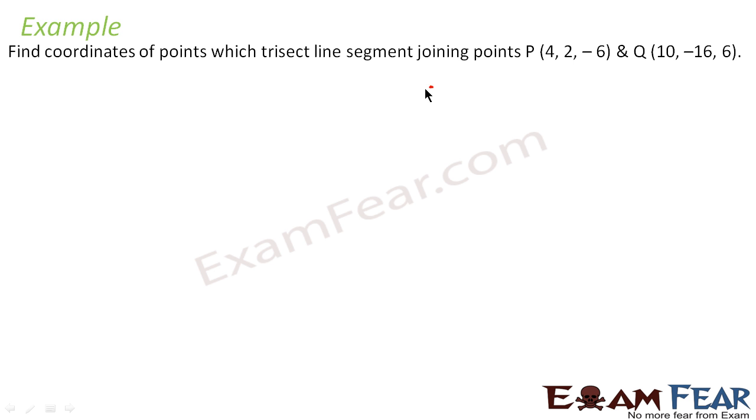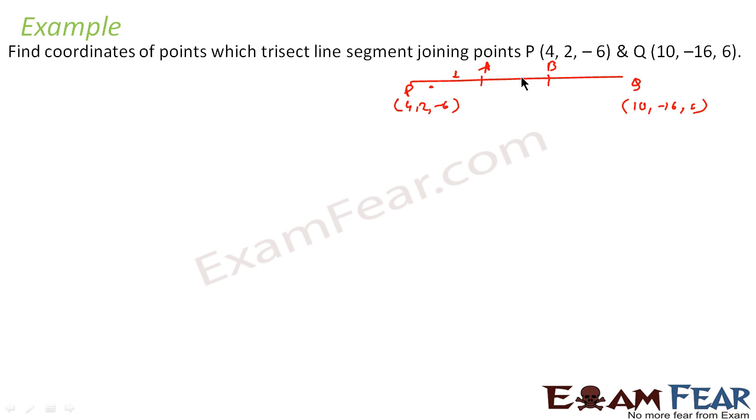Let's draw the line first. Let's suppose this is a line, this is the point P and this is the point Q. Now we are saying it trisects, that means it is in 3 equal parts. Let's suppose this is point A and this point is B, and we have to find A and B, where P is given, that is (4, 2, -6), and Q is given, that is (10, -16, 6).